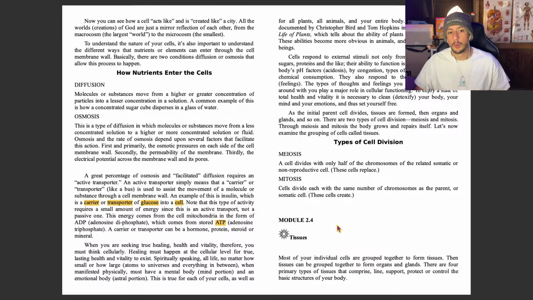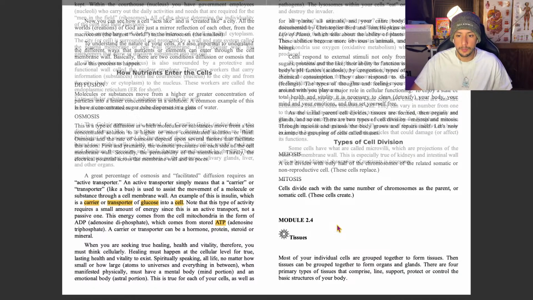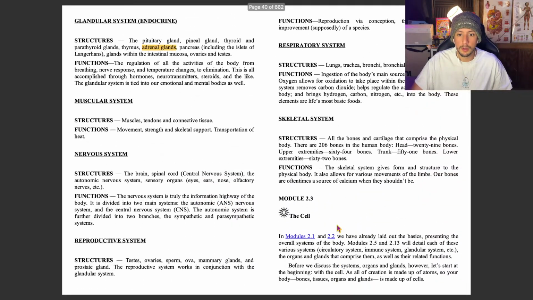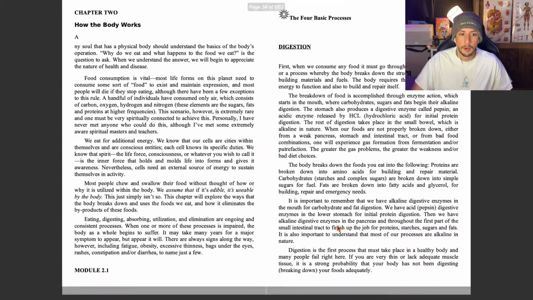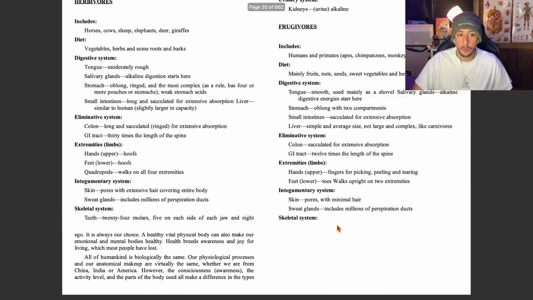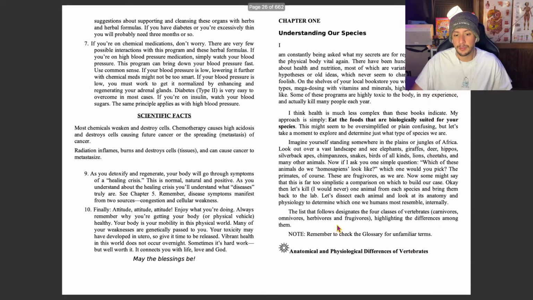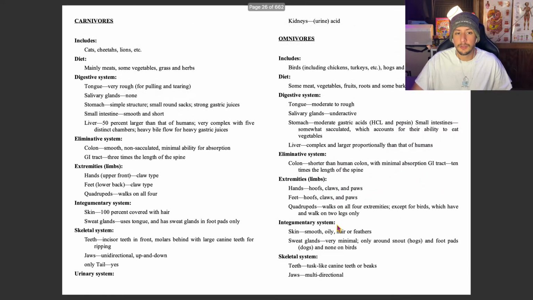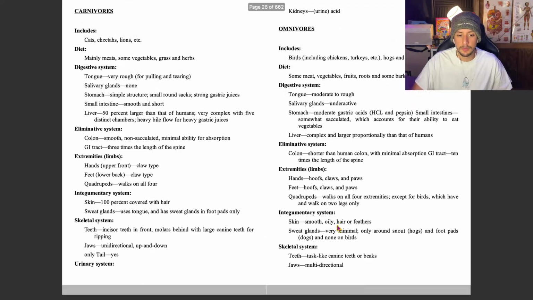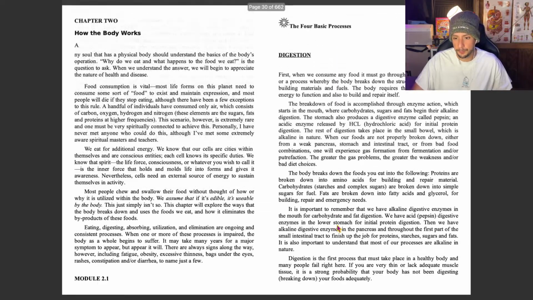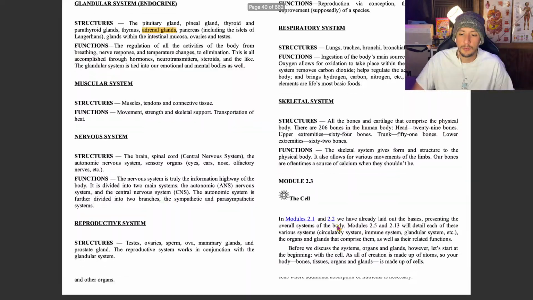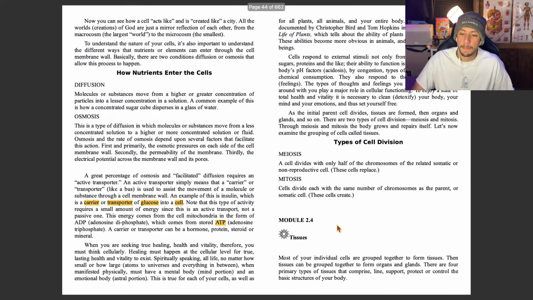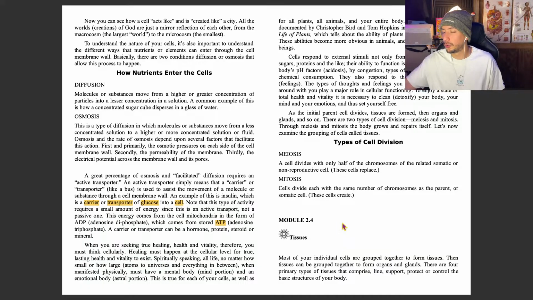So last time we went over absorption. We went over a lot of the different systems. I think we covered every system, the methods of how the body works, and some basic facts about the anatomical differences of different species and their different diets and the size of their organs and whatnot. So without further ado, let's go into module 2.4. We're going to be going into tissues.